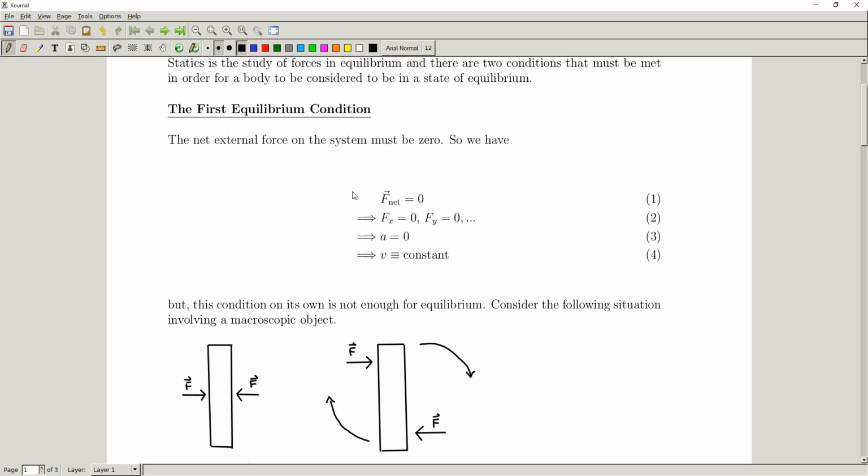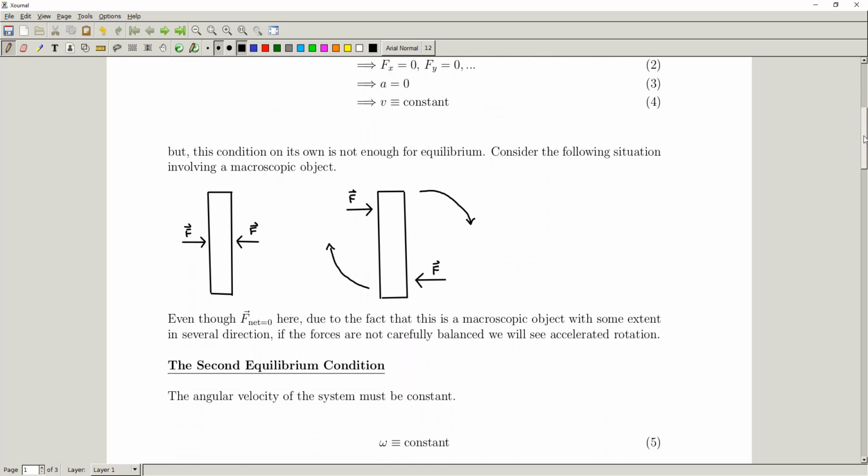So we have no net external force, and so what does that mean? Well, we have no force in any direction, which means that we have no acceleration in any direction, and so our velocity is constant. Okay. But this requirement of no net external force on its own isn't enough for us to get equilibrium, and so we consider the following situation.